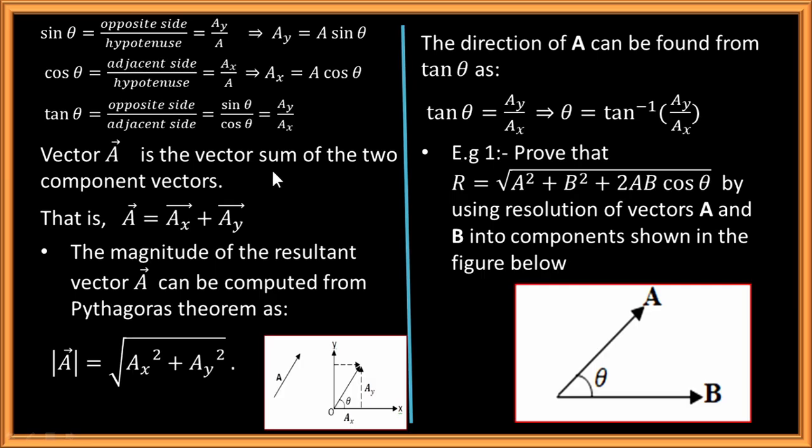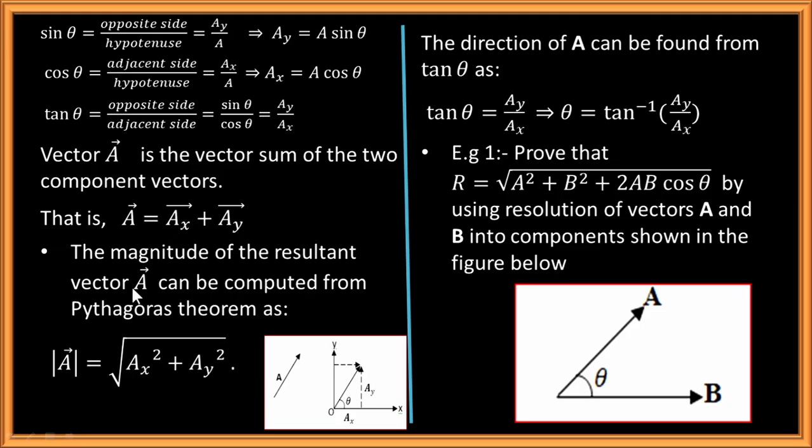Vector A is the vector sum of the two component vectors. In vector sum, vector A is equal to Ax plus Ay. This is vector sum. It is not the result, the resultant or the value.